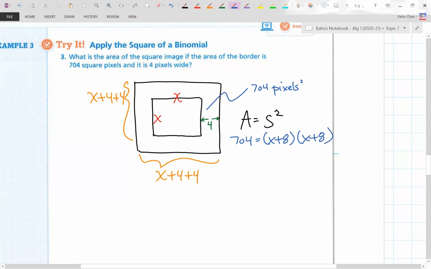Okay, so that's kind of interesting. Let's go ahead and, oh yeah. Oh, I'm sorry. The area of the frame is 704, not the whole thing. So we've got to subtract away the actual picture.